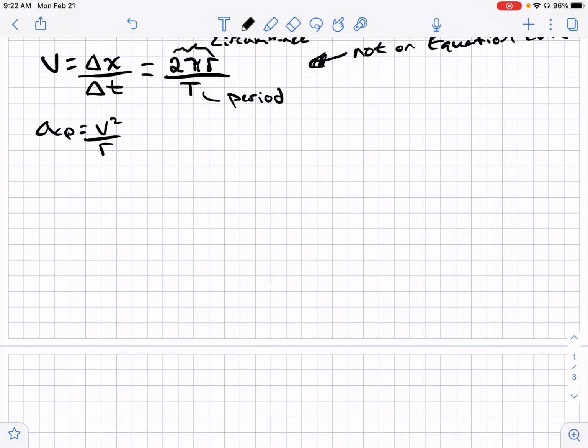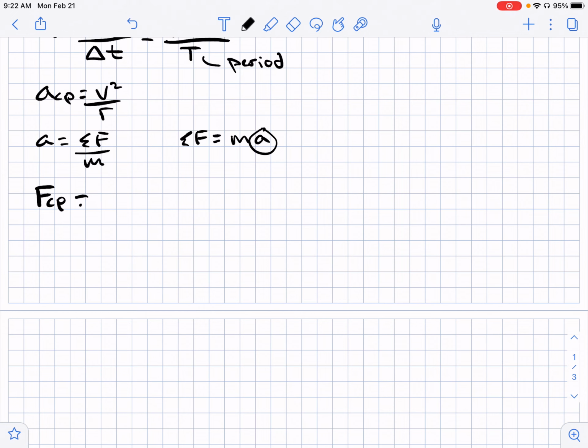And let's think back to Newton's second law. We said acceleration was equal to the net force divided by the mass. And if I rearrange that for my net force, you get net force is equal to the mass of the object times the acceleration. So all we're going to do here is substitute for the acceleration our v squared over r. And so the equation that we get is that the centripetal force is equal to mv squared divided by r, and r being the radius of your circle.